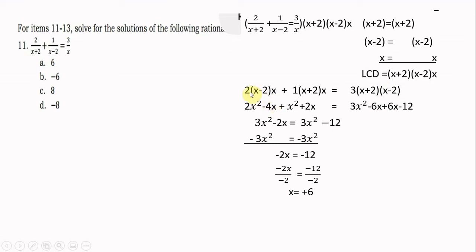Now simplify further. That's 2 times x, 2x times x, that's 2x squared. And 2 times negative 2, that's negative 4 times x, that's negative 4x. And here, 1 times x, that's x times x, that's x squared. 1 times 2, that's 2 times x, that's positive 2x, equal to. Let's multiply 3 times x, 3x times x, 3x squared. 3x times negative 2, that's negative 6x. 3 times positive 2, that's positive 6 times x, that's positive 6x. 3 times 2, that's 6 times negative 2, that's negative 12.